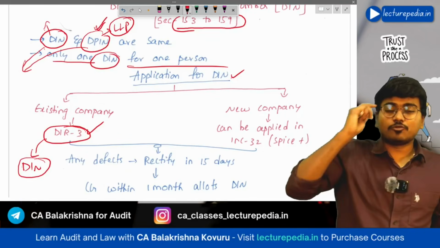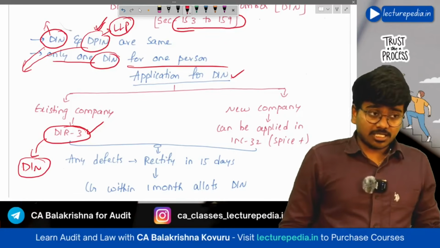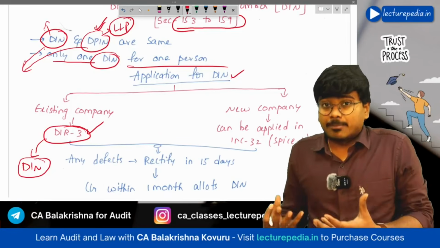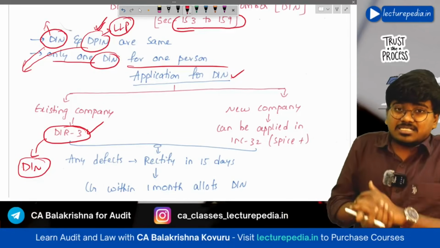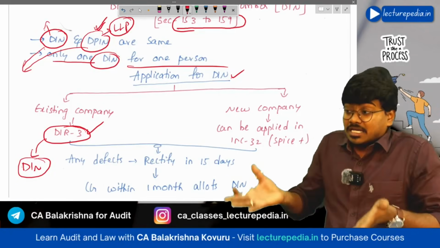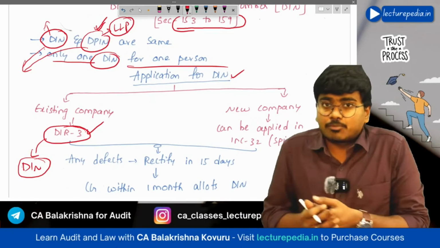This is the scenario if you are getting appointed as a director in an already existing company. Now let's say you are getting appointed as a director in a new company. The company is not yet registered; only now is the company going to be incorporated. In such a new company, which is not yet incorporated, you are going to get appointed as a director.